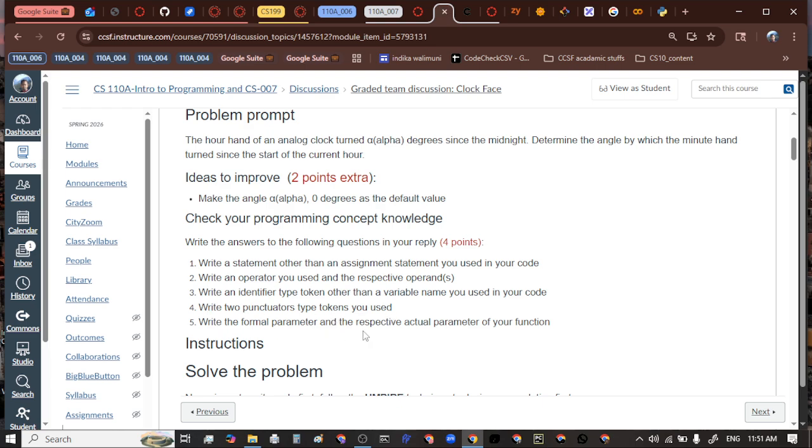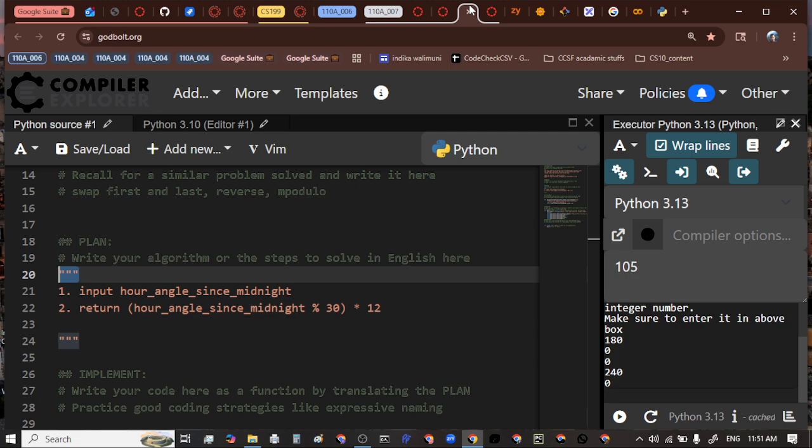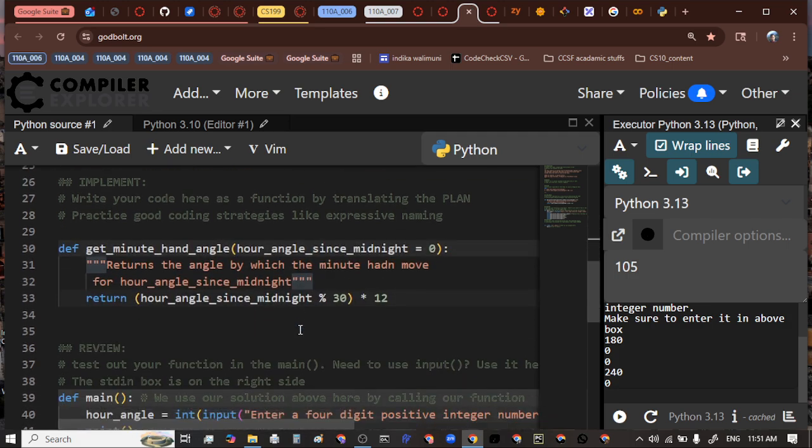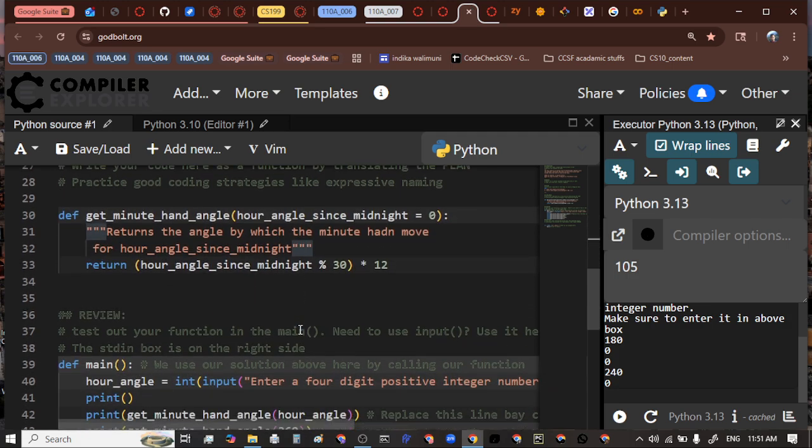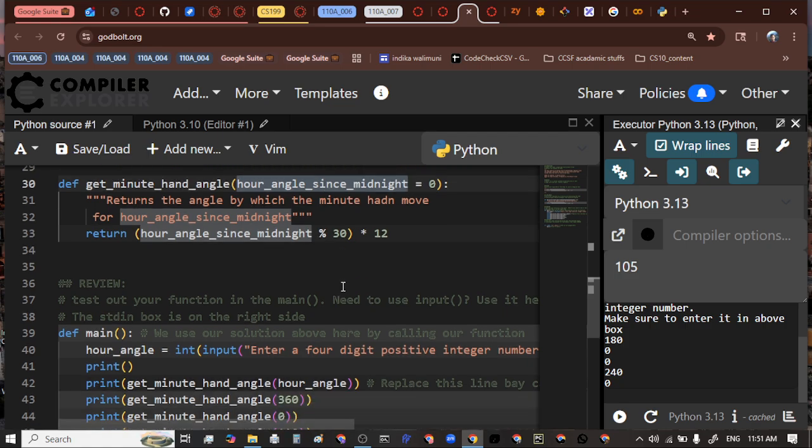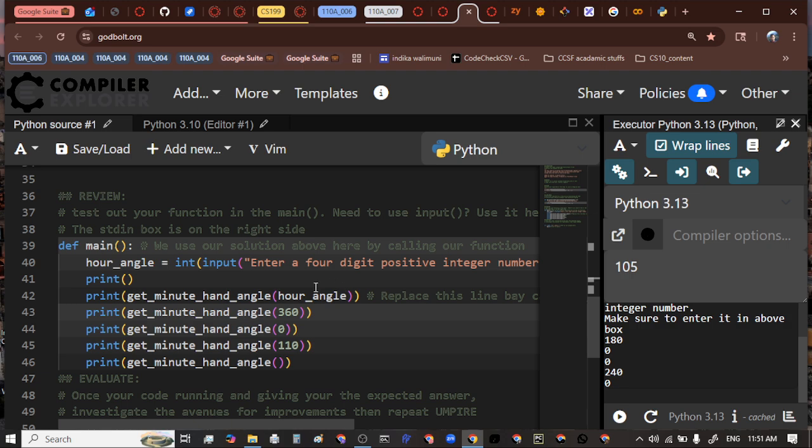Write the formal parameter and the respective actual parameter. What is the formal parameter here? This guy, this angle. What is the actual parameter with respect to it? Any of these are actual parameters.